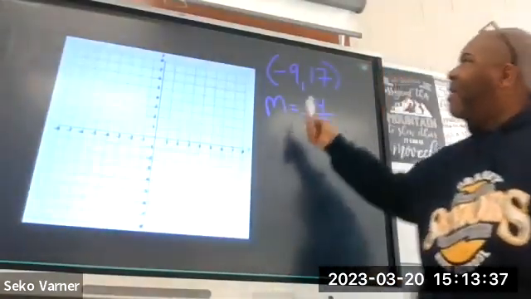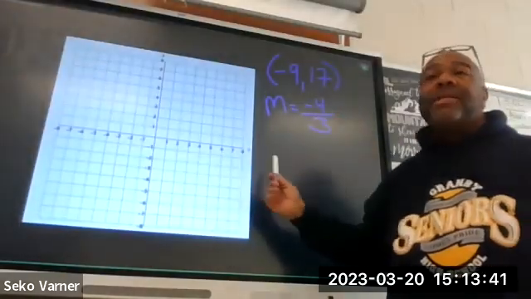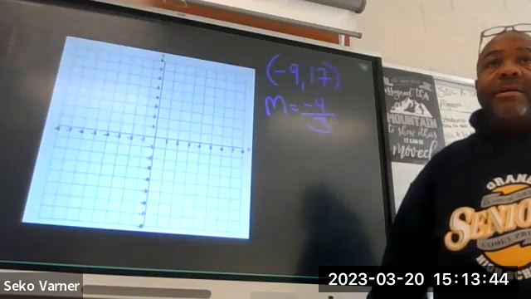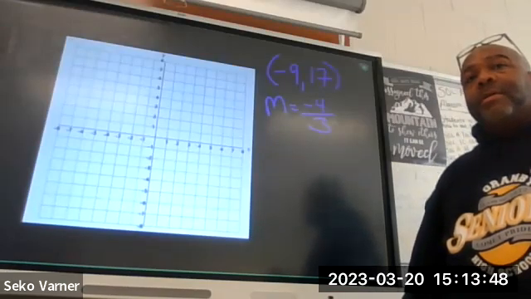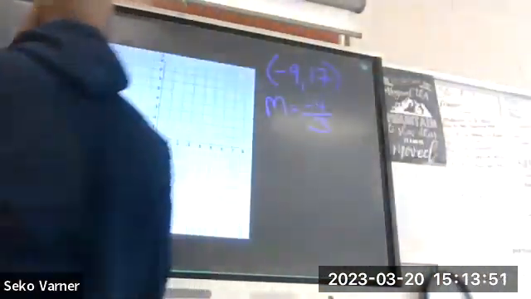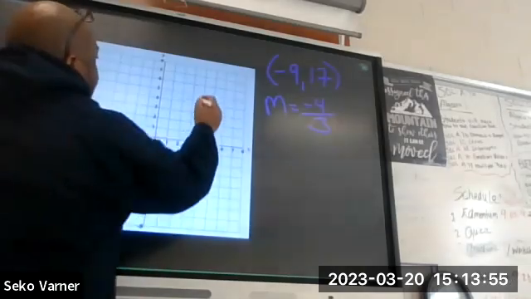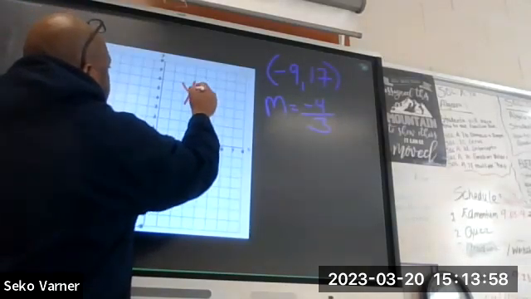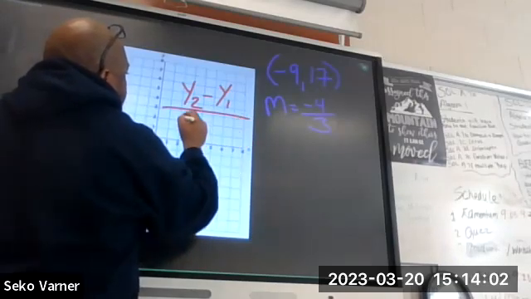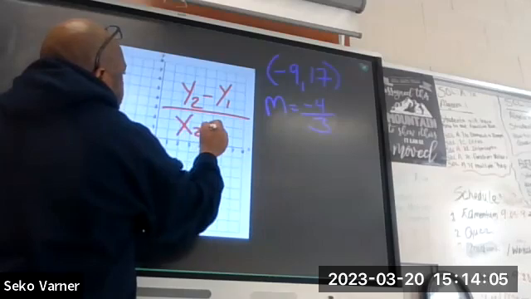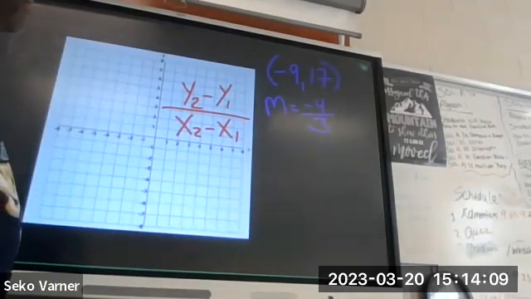Okay, so when I look at (-9, 17), I can say, hey, I don't have 17 spaces on here, right? So let's use the formula. Do you remember the formula? Okay, tell me what the formula is. The formula is y2 minus y1 over x2 minus x1.